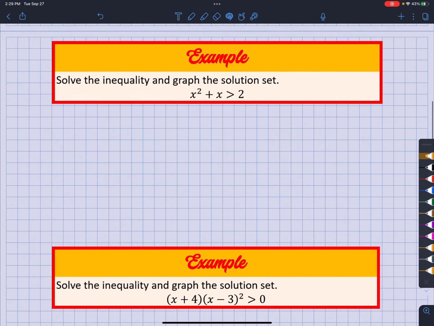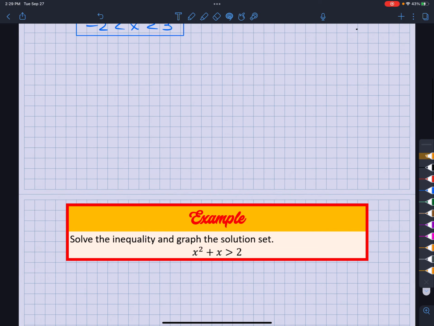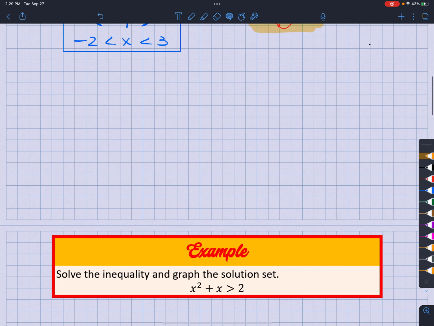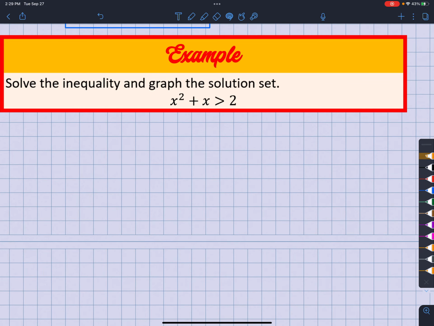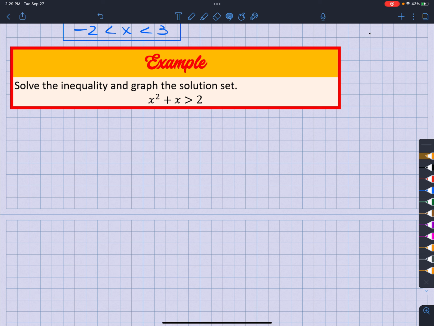The next example says solve, let me see, do I have enough space to do that? Yeah, why not? Let's try it. Let's bring this up. So what I'm going to try to do is bring it all to one side. So I have x squared plus x minus 2 is greater than 0. I did not multiply or divide by a negative, so I'm not flipping the inequality. I just subtracted the 2 over to the other side, so I'm okay there.